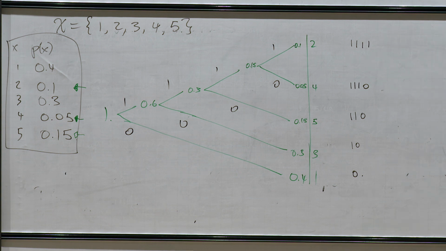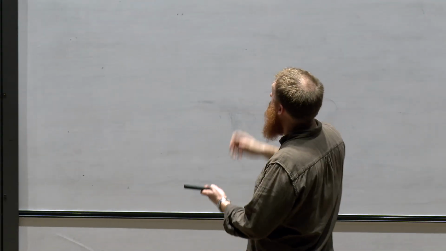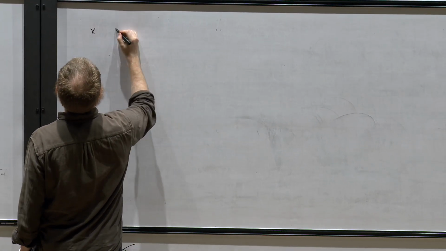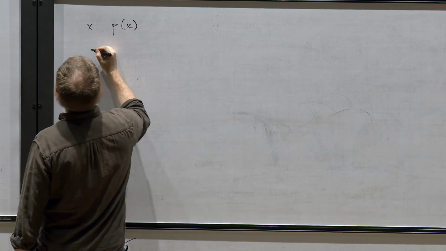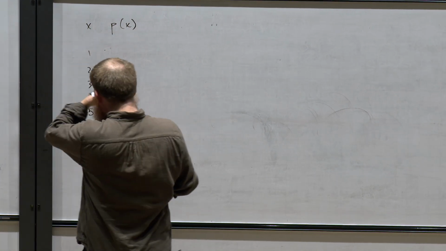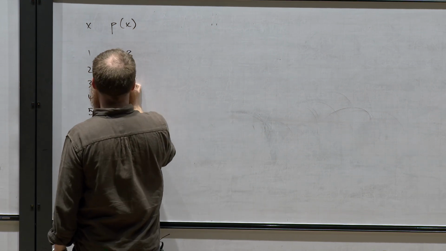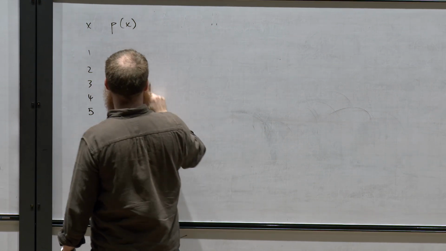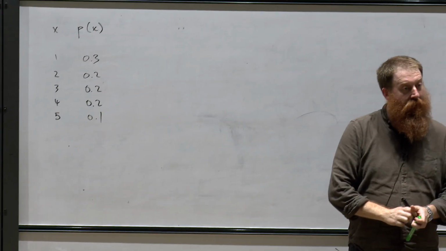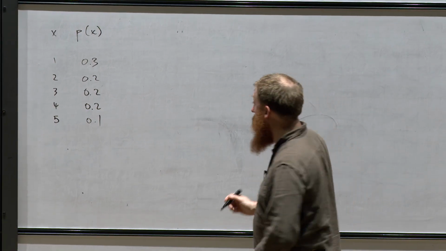Let's do another simple example. So let's change these numbers a little bit. So let's go, x, p of x. Let's do 1, 2, 3, 4, 5. Let's go 0.3, 0.2, 0.2, 0.2, 0.1. Agreed? Probability distribution again? Okay, so I'm going to do this a bit quicker this time.